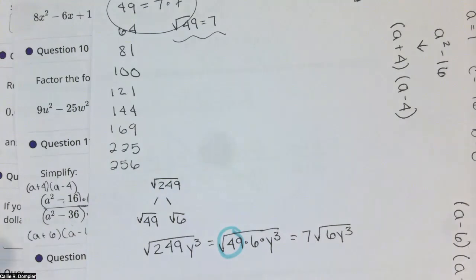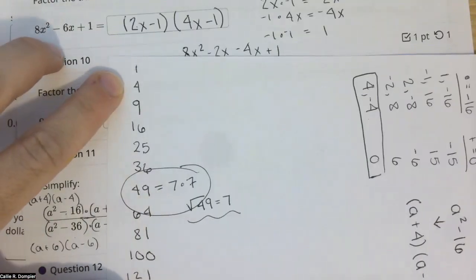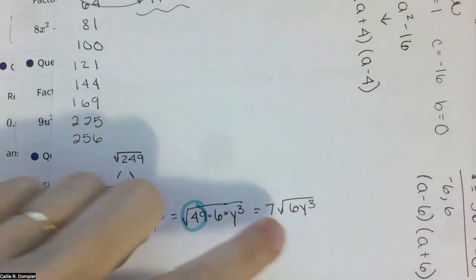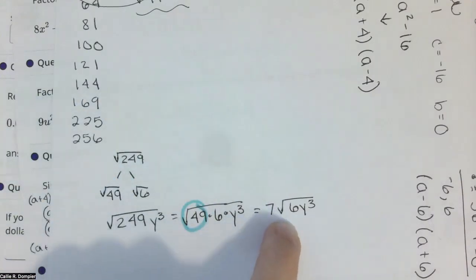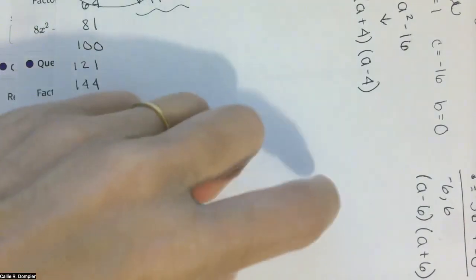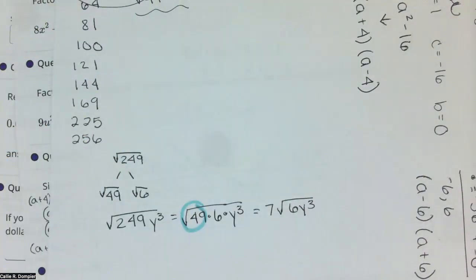Okay, 6, we can't divide 6 by 4, so we know that 6 has to stay under the radical. You can't factor 6 any further that will pull out a perfect square, right? So we have 6y to the third. Sorry, that 3 is not small enough.